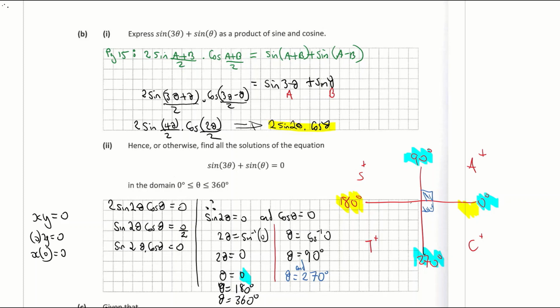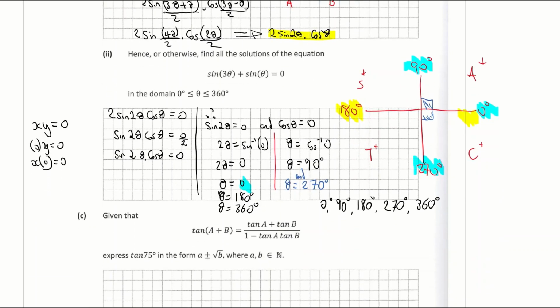So here it wants us to find all of the solutions. So my solutions are 0 degrees, 90 degrees, 180 degrees, 270 degrees, and 360 degrees. So it's basically the quadrants of the unit circle.